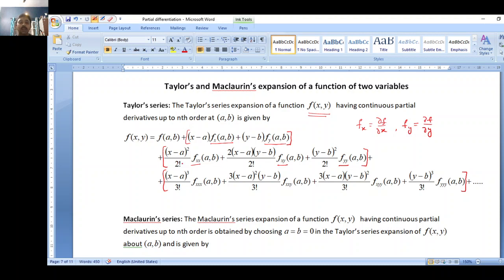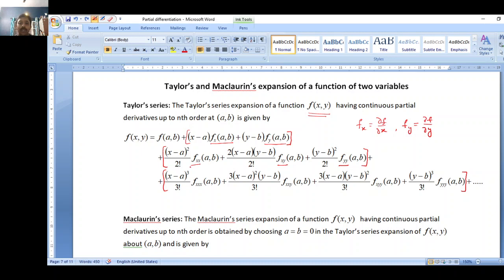Accordingly, the terms in the series would be x minus a whole square by 2 factorial into fxx of a comma b plus 2 into x minus a into y minus b by 2 factorial fxy of a comma b plus y minus b the whole square by 2 factorial into fyy of a comma b. Of course, you can actually cancel off this 2 with this 2 and simply write this term as x minus a into y minus b into fxy of a comma b. But for you to understand what the pattern is, I have written this in this particular fashion. So for that reason, I would like to retain this 2 factorial in all these three terms.